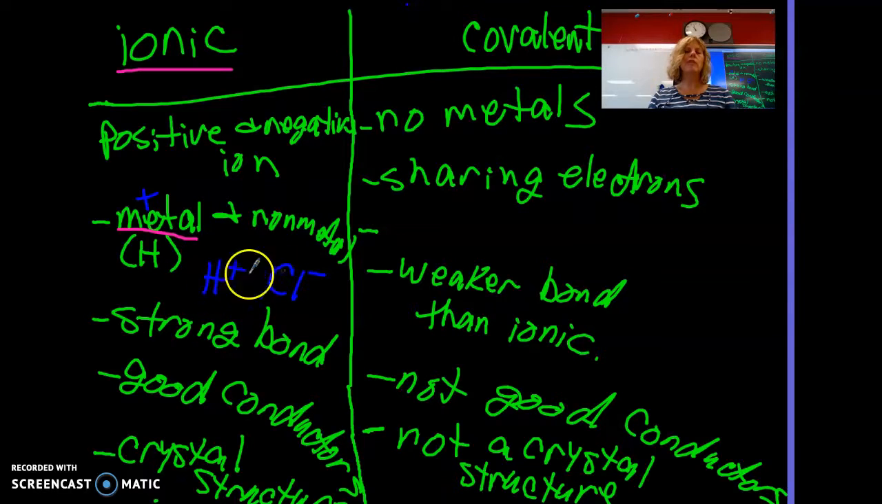If it has hydrogen, most of the time it's covalent, but in some cases hydrogen is that positive ion, and it's ionic. Ionic compounds have strong bonds that hold those individual atoms together. They are also good conductors. And I wish you were here because we actually would do a lab that kind of showed you that.